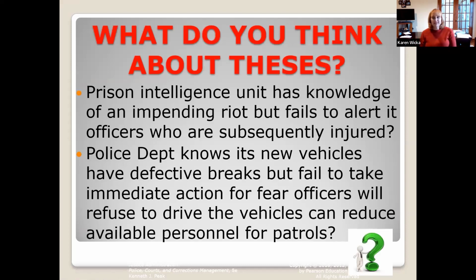Now, a prison intelligence unit has knowledge of an impending riot, but fails to alert its officers who are subsequently injured. Can they do that? Can they be in trouble? So they know something's about to happen. They don't tell the officers, and the officers get really hurt because they don't take precautions. Or the police department knows their vehicles have defective brakes, but they don't tell officers because they don't think they'll take those cars. And then the brakes fail and the officer gets hurt. Can you sue your employer for that?